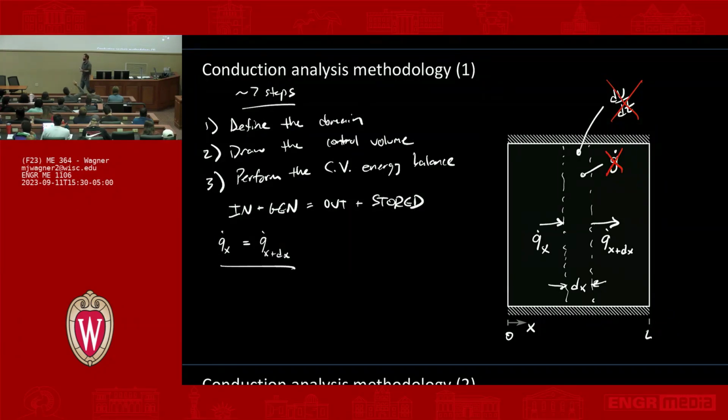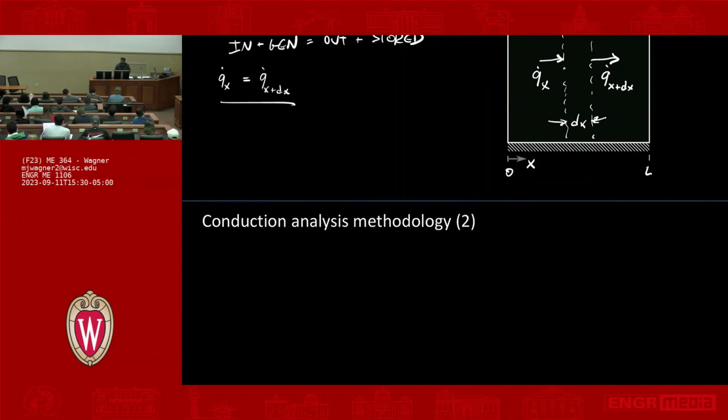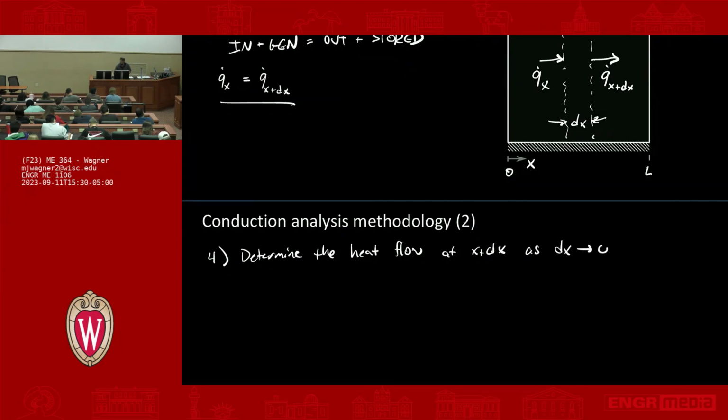Okay. All right. So step 3, we're done with that. So let's move on to step 4 here. For step 4, we need to determine the heat flow at x plus dx as dx goes to 0, right? In the limit that dx goes to 0, this differentially small element. Once we determine that heat flow, then we can come up with more useful relationships.